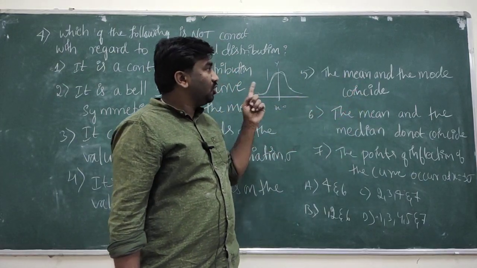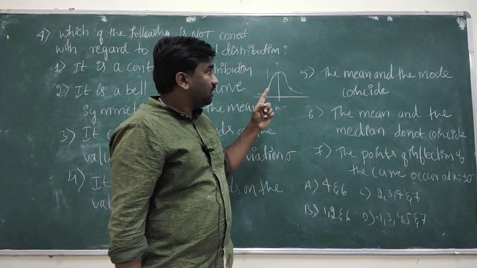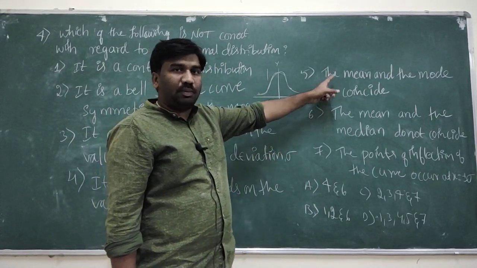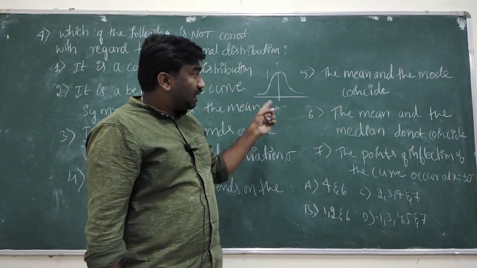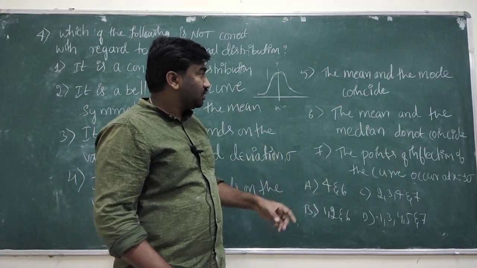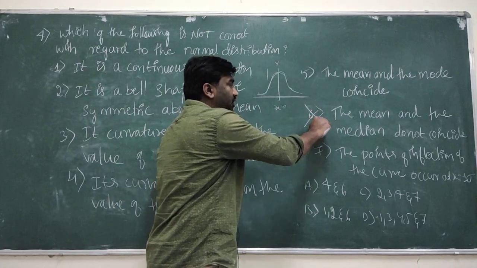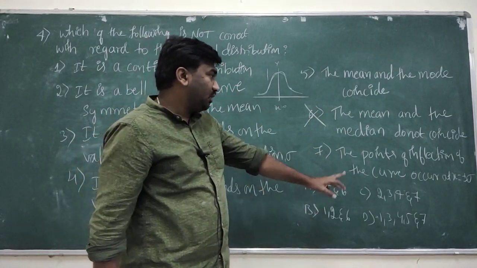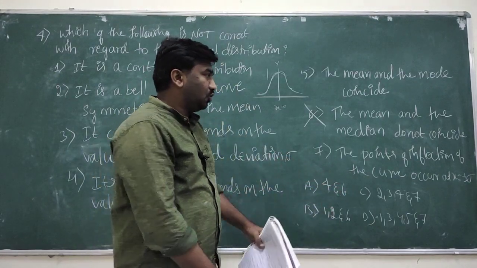Yes, the mean, mode, median coincide. Yes, this is a correct option. The mean and the median do not coincide. No, this is not a property of a distribution for normal distributions. And the points of inflection of the curve occur at x is equal to plus or minus sigma.